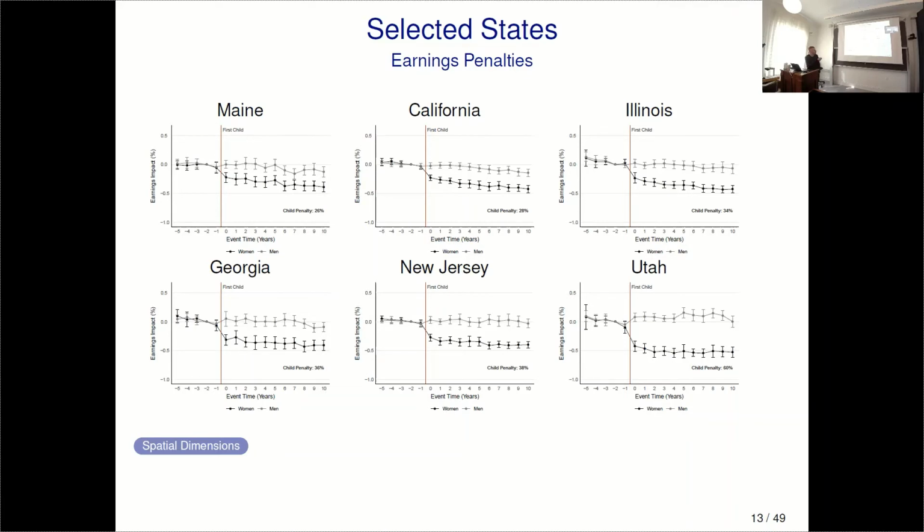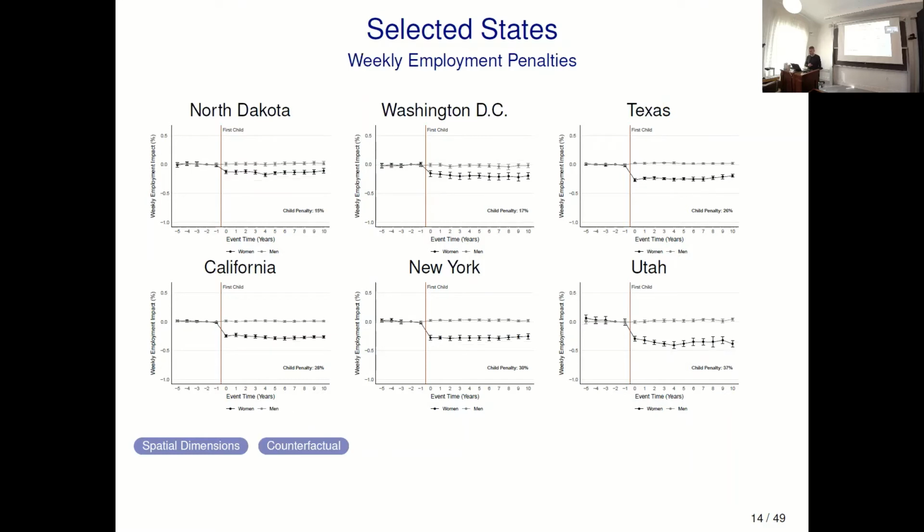And then I've ordered them here by size of the penalty. So higher in California, higher in Illinois, in Georgia, New Jersey, and then Utah. As we discussed a little bit yesterday, Utah is always an outlier in the US in terms of child penalties. And it's of course also a very conservative state religiously. So that's earnings penalties. You can then do the same with employment penalties, and they're here. We have North Dakota, Washington, DC, Texas, California, New York, and Utah. And again, a ton of variation, from 15% in North Dakota to 37% in Utah.